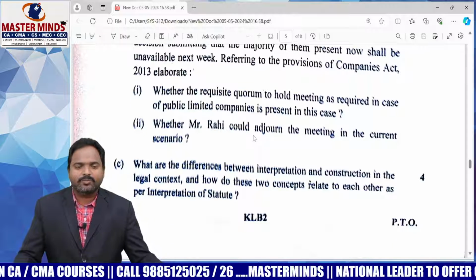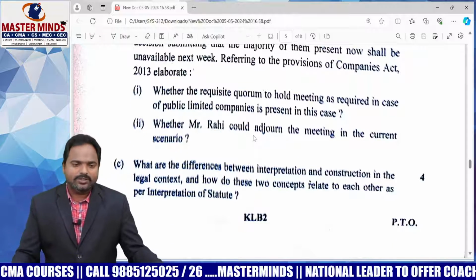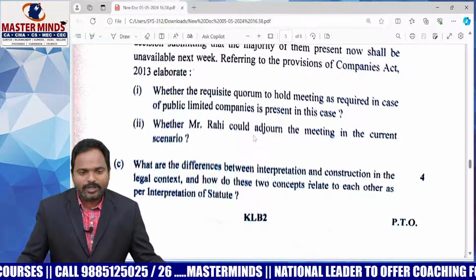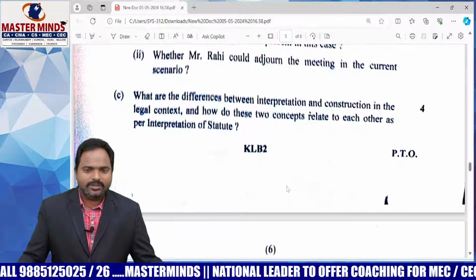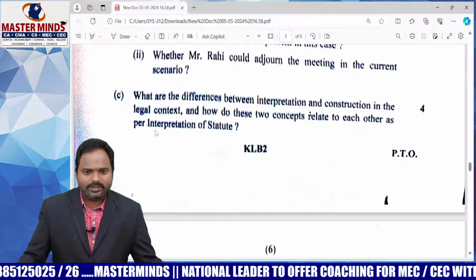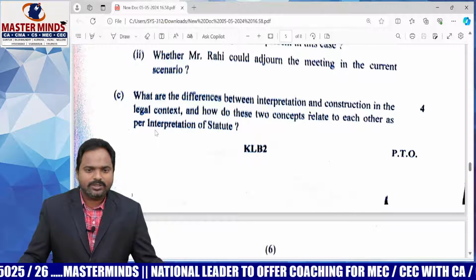And whether the adjournment of the meeting by the chairman is valid or not, that is also what they are asking. So, they cover multiple topics actually. And what is the difference between interpretation and construction in a legal context, and how do these concepts relate to each other, as interpretation of statutes.